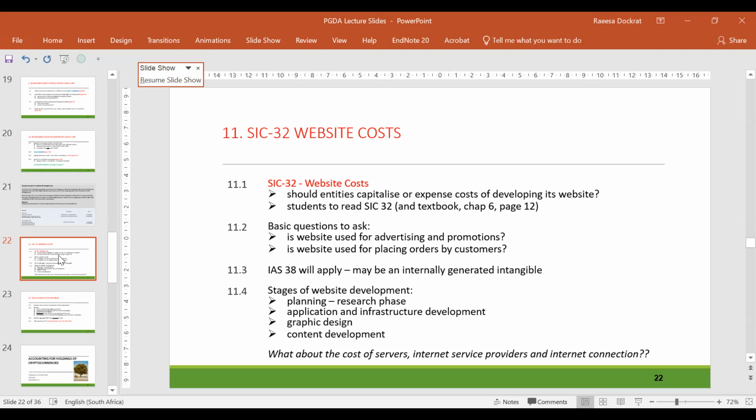So what about our internet service provider who hosts our website? Okay, now this expenditure is recognized as an expense as and when we use that internet service.